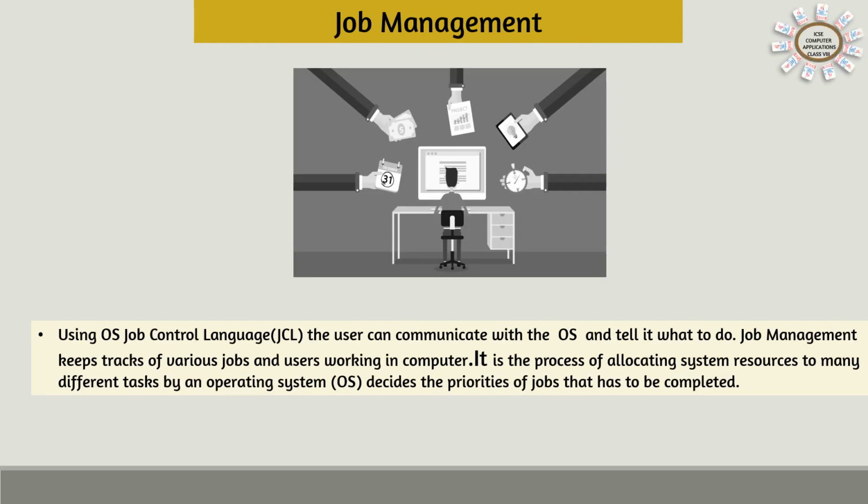Now, by using the job control language, that is JCL, the user can communicate with the operating system and tell it what to do. So many different jobs are there: printing a file, saving a file, typing. All the different kinds of jobs are managed by the job control system. It will keep track of various jobs and users working in the operating system, otherwise we can say the computer.